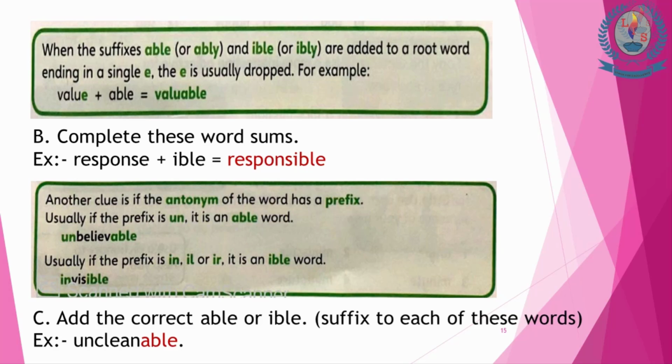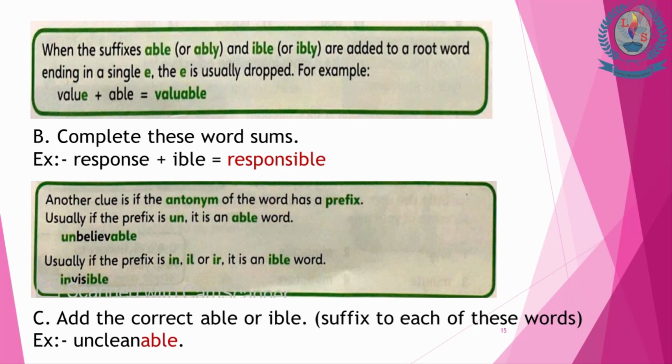Okay children, now look at the other note given in the box. Another clue is if the antonym of the word has a prefix. Usually, if the prefix is un, it is an able word. Look at this example. Unbelievable. This word begins with the prefix un and it is ending with able word ending. So, if the word begins with the prefix un, that word is ending with able.